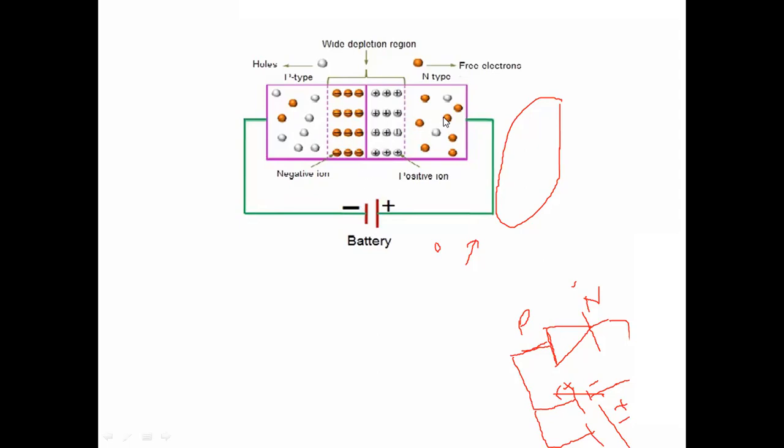Similarly, in the N-type of the PN junction diode, the electrons are the majority charge carriers. The majority of electrons will be attracted by the positive potential of the battery, and due to that the width does not decrease. The width of the depletion region will increase. So on the right side we will have more positive charge and on the left side more negative charge, and due to that the potential barrier or the depletion region width will increase.